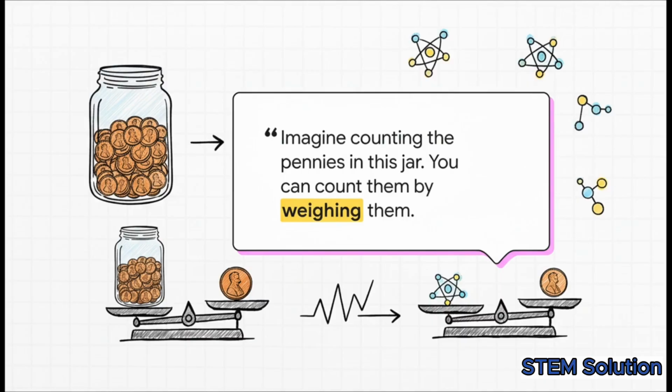Instead, you do something much smarter. You count them by weighing them. Just think about it for a second. If you know how much a single penny weighs, you can figure out how many pennies are in a giant jar just by throwing the whole thing on a scale, right? Well, chemists do the exact same thing, but with atoms.